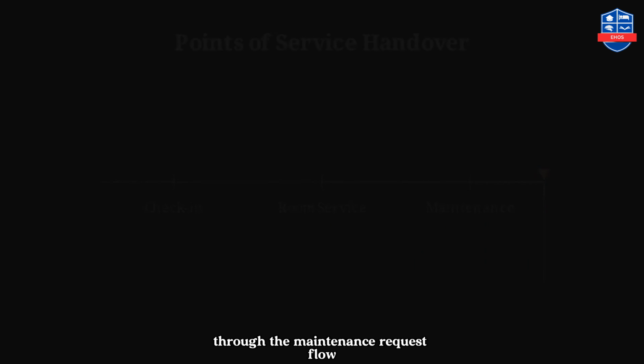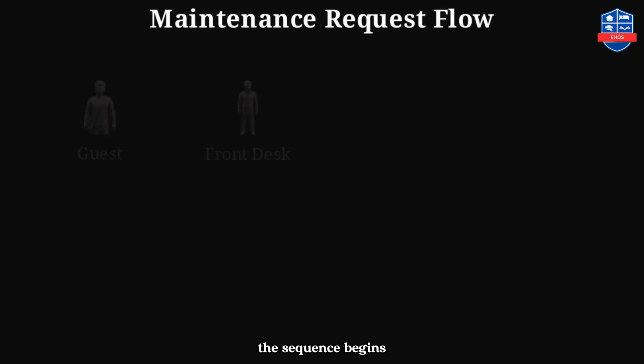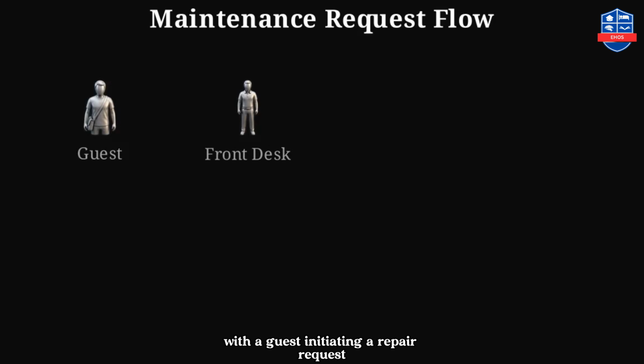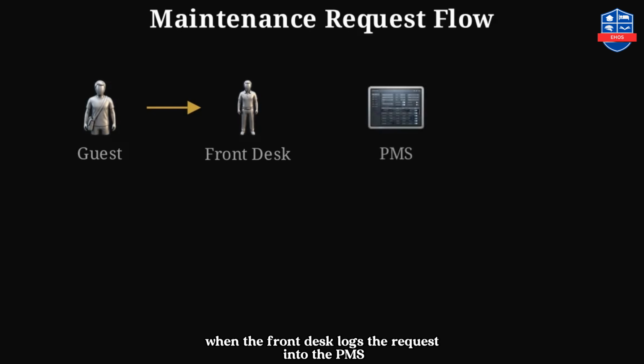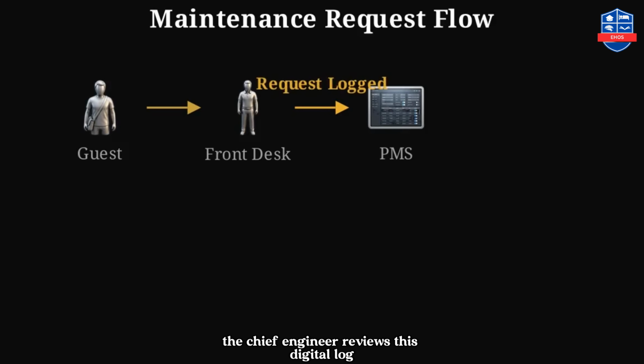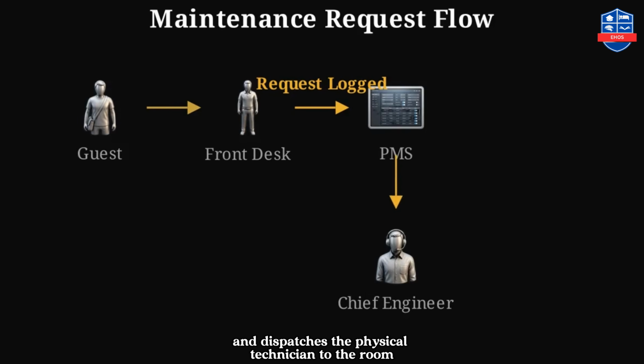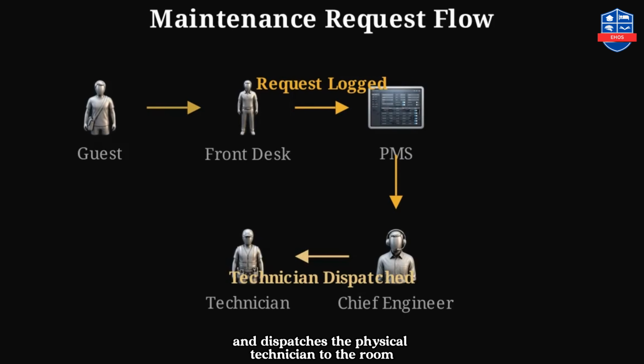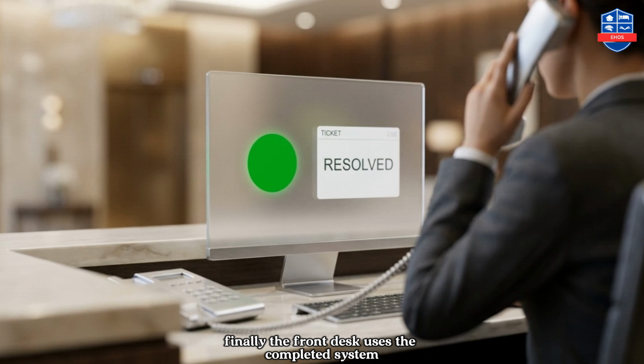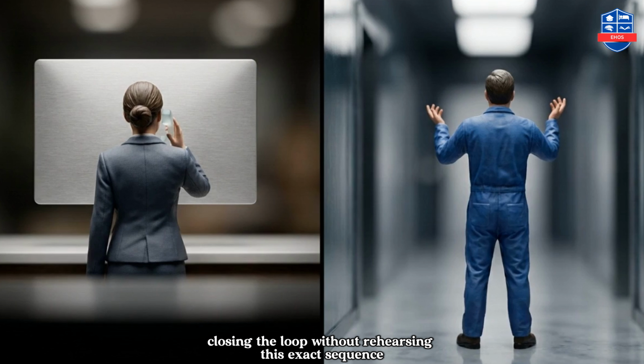We can examine this through the maintenance request flow. The sequence begins with a guest initiating a repair request at the front desk. The digital handover occurs when the front desk logs the request into the PMS. The chief engineer reviews this digital log and dispatches the physical technician to the room. Finally, the front desk uses the completed system log to conduct a follow-up with the guest, closing the loop. Without rehearsing this exact sequence, a request can easily get lost in the void between the front desk and engineering.